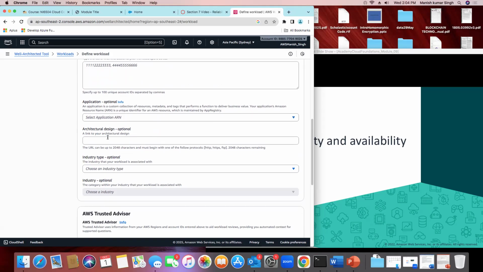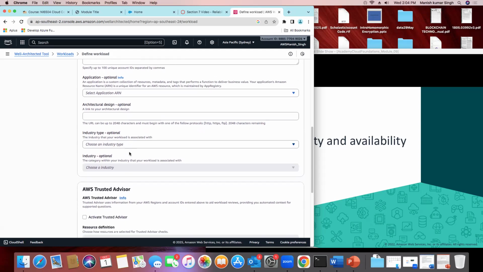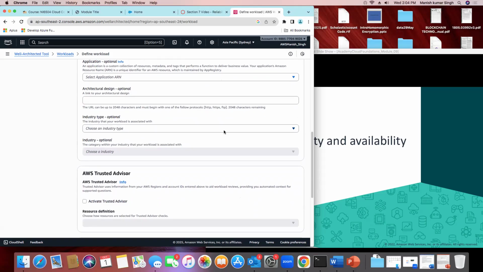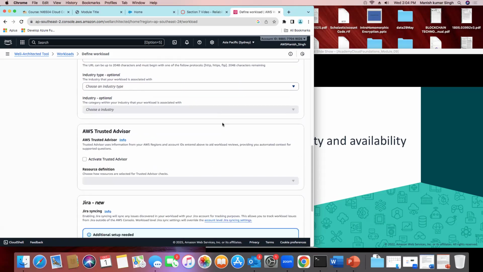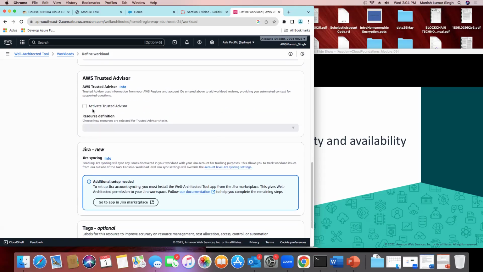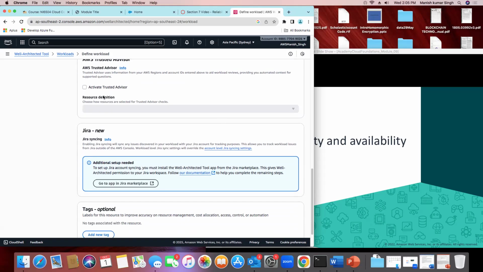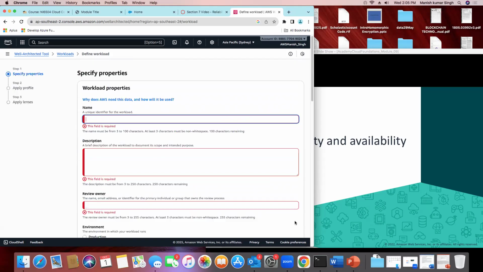Again, design: a link to your architecture design made previously. If you have designed in an architecture design, you can give the link as well, hosted somewhere, and you can do that. Industry type: what kind of industry you have. And then, are you using or have you activated AWS Trusted Advisor as well, which we are going to look at next today. And then you will just do next.